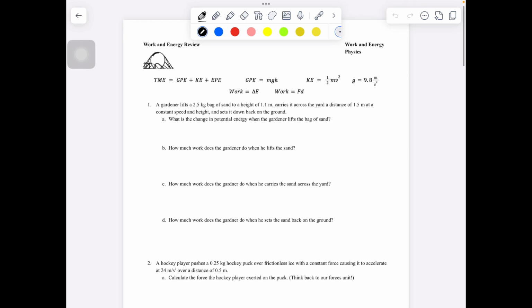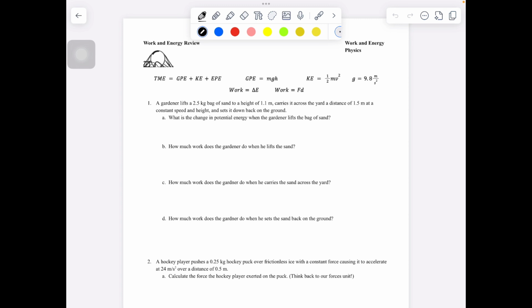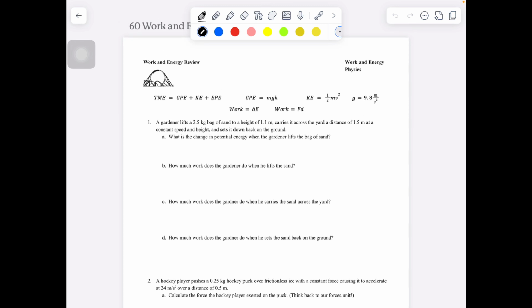So here, we want to look at exactly what is happening. I always like drawing out a picture, so let's just start with that. We have some flat ground, maybe we have our gardener right here, and they are picking up and lifting a bag of sand. They're lifting it to a height of 1.1 meters. So it starts on the ground, then they lift it up into the air. So if we say maybe this is our bag of sand, they lift it up into the air, where it's now in their arms. This height is 1.1 meters that it gets lifted.